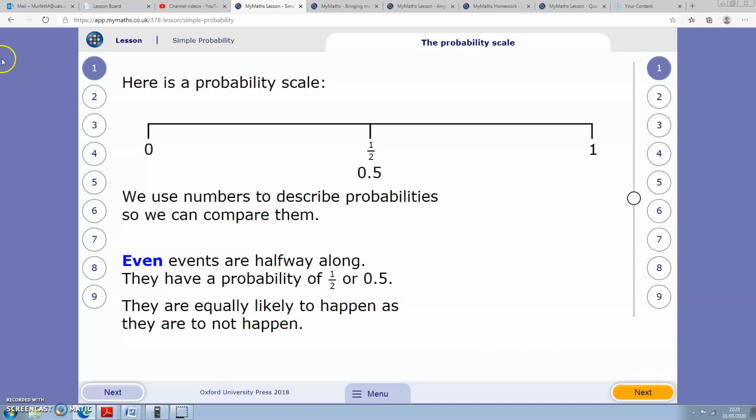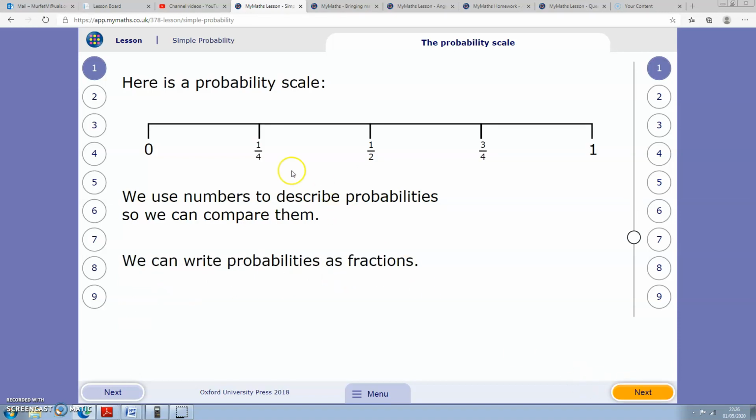So key thing to note is that probability is always out of 1. Something happening is either going to be a 0, a 1, or any decimal or fraction in between. So if it was 0.1, it would be down here. If it was 0.9, it would be up here. So 0.9 is very often going to happen, but not always. So probability is always out of 1, really key point.